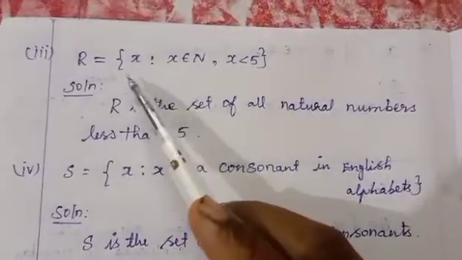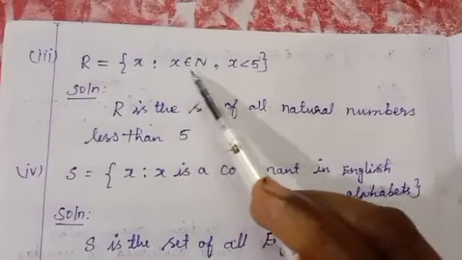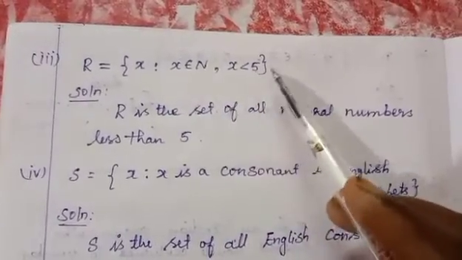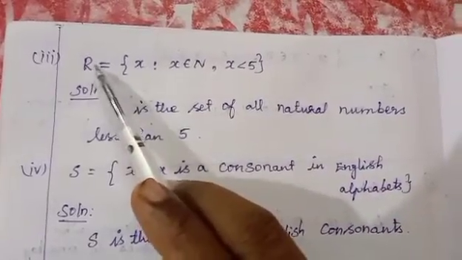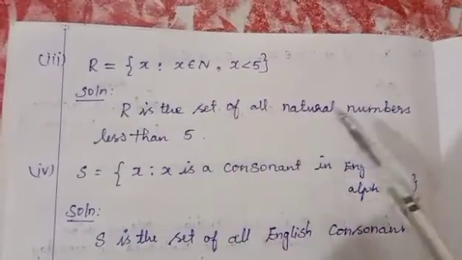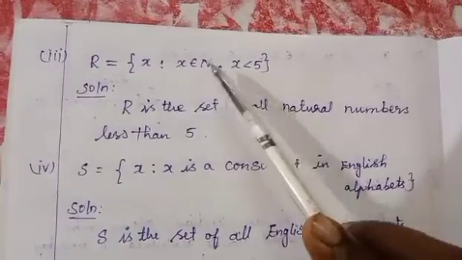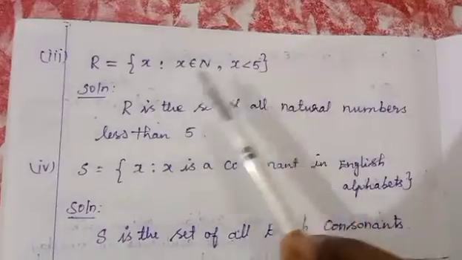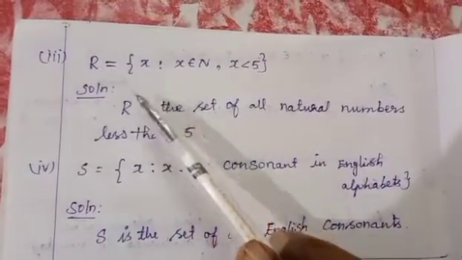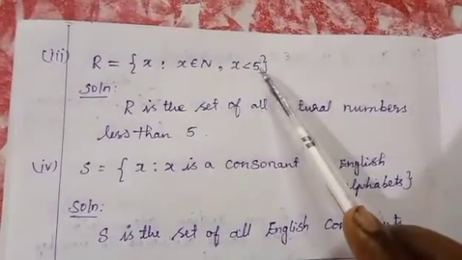Next, third question, R is equal to the set of all x such that x belongs to natural numbers, x less than 5. How do you write it in words? You start like this. R is the set of all natural numbers less than 5.